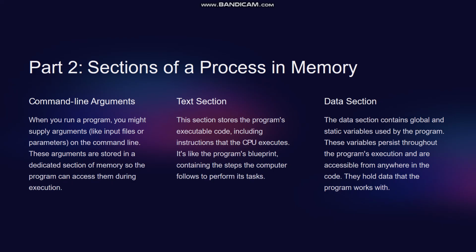Part 2. Sections of a process in memory. Command line arguments. When you run a program, you might supply arguments like input files or parameters on the command line. These arguments are stored in a dedicated section of memory so the program can access them during execution. Text section. This section stores the program's executable code, including instructions that the CPU executes. It's like the program's blueprint, containing the steps the computer follows to perform its task.